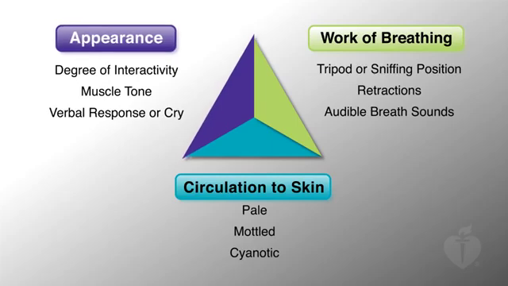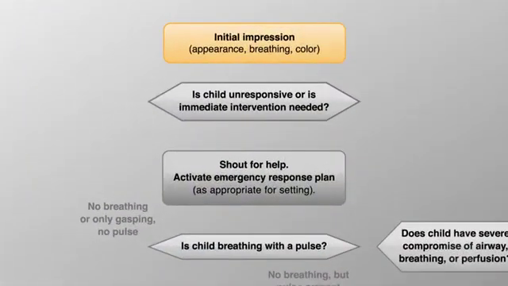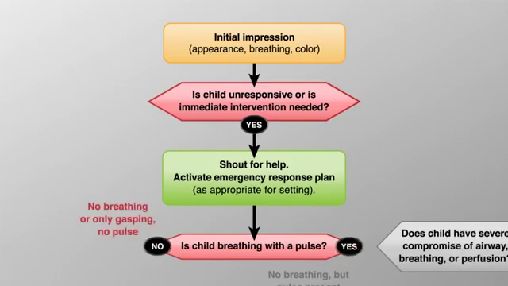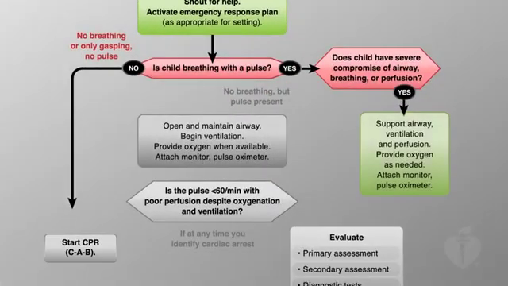The first thing you'll observe is the child's appearance. This includes his level of consciousness and ability to interact. If the child's unresponsive, you should shout for nearby help and then activate the emergency response system. Then you should check breathing and pulse and provide rescue breathing or CPR if needed.